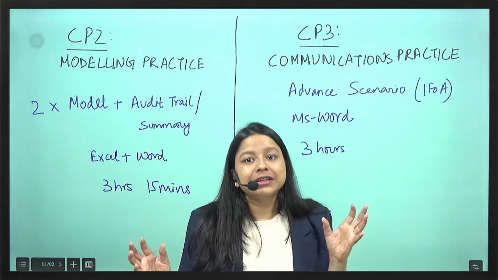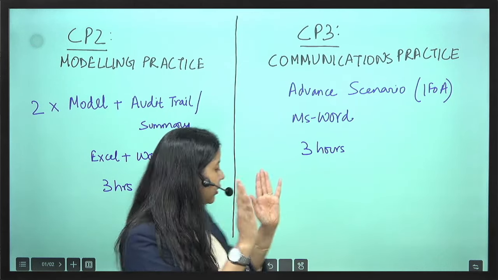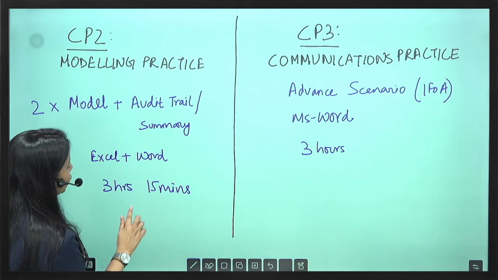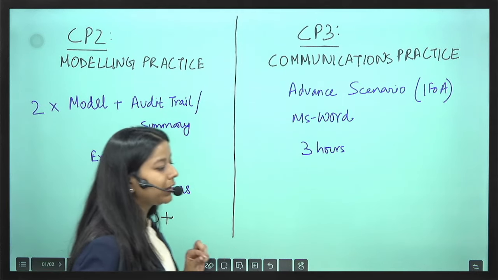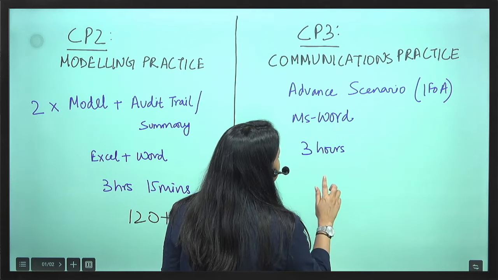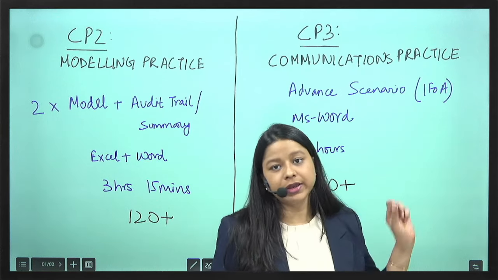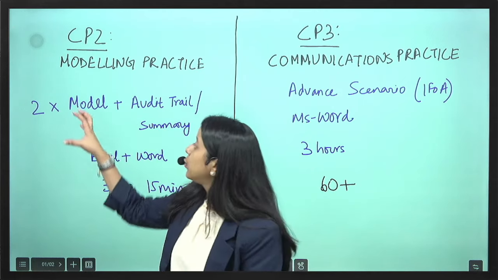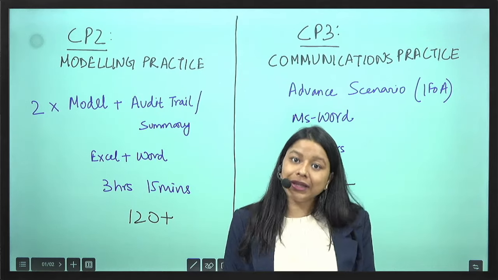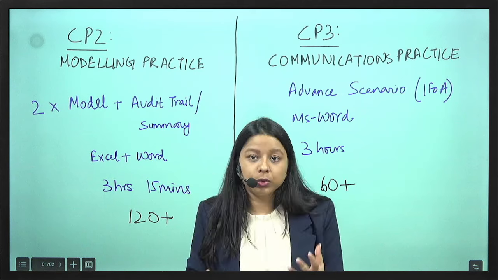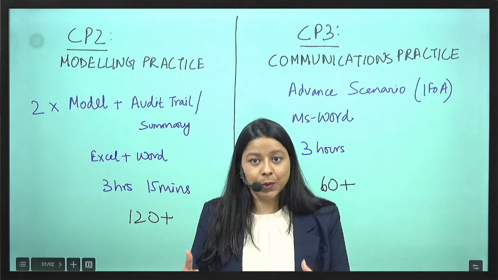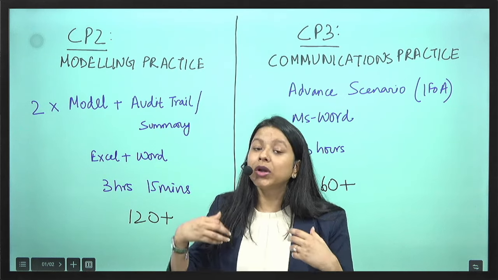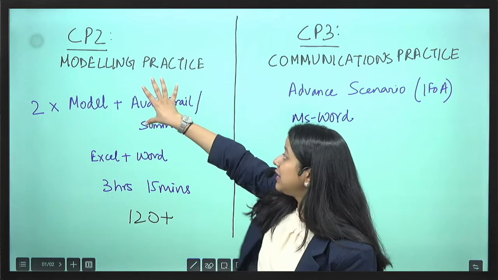Now, let's quickly understand the similarities between the two. If I just quickly mention the total recommended study hours, for CP2 it's 120 plus hours of study recommendation, and for CP3 it's again 60 to 70 plus hours. Now, what is the similarity? When you build the model, you have to explain how you have built the model, what functions you have used, in which cells you have written, what data you have used, what assumptions you have made, what data validations you have carried out, everything in the audit trail.